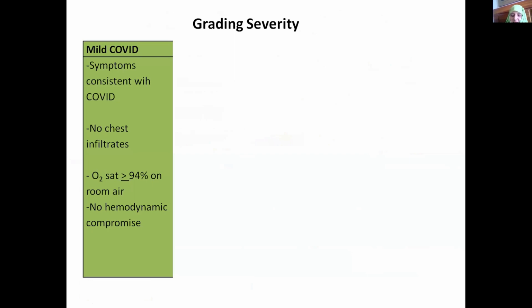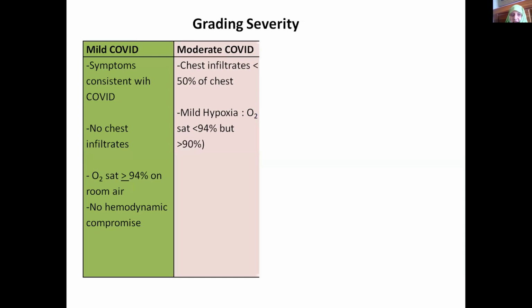We have mild, moderate, severe, and critical. Mild disease we call when we have some symptoms which are consistent with COVID infection, but there are no chest infiltrates, and the oxygen saturation is more than 94% on room air, and there's no hemodynamic compromise. So all of these patients can be managed at home. 80% of patients fall in this category. Then we have moderate COVID disease, where you have chest infiltrates which are less than 50% of the chest, and you have mild hypoxia. This is oxygen saturation of between 90 to 94%.